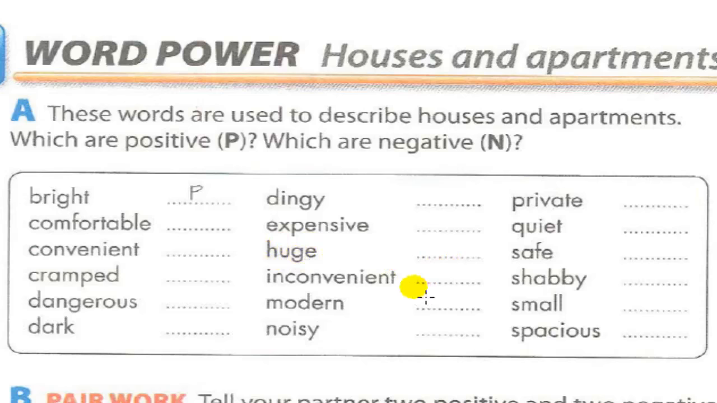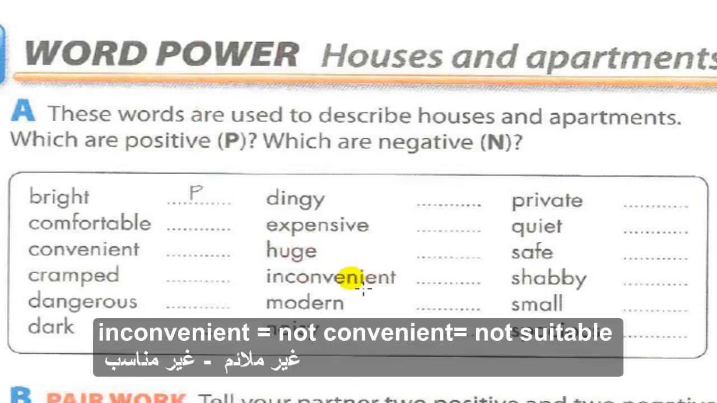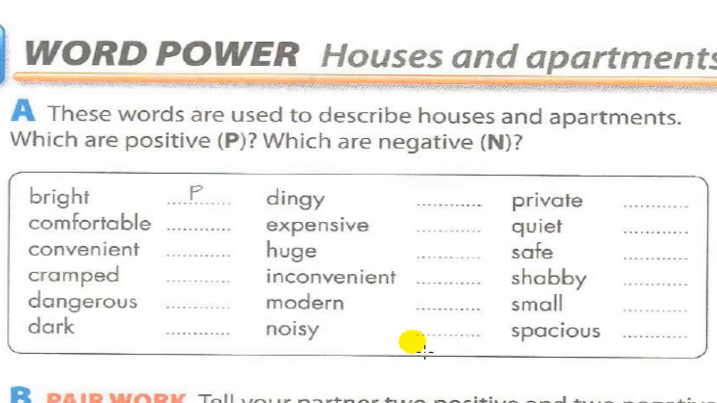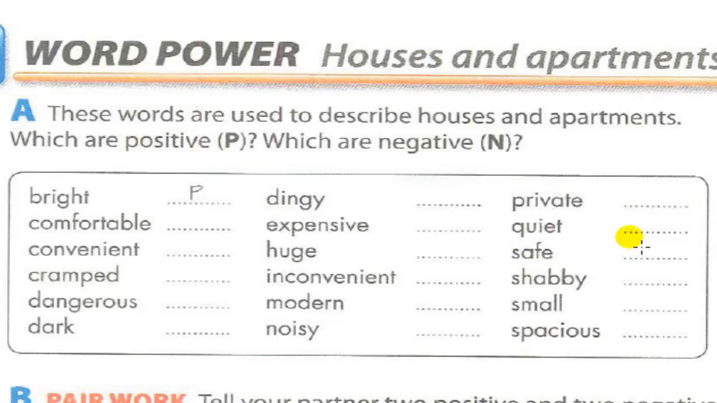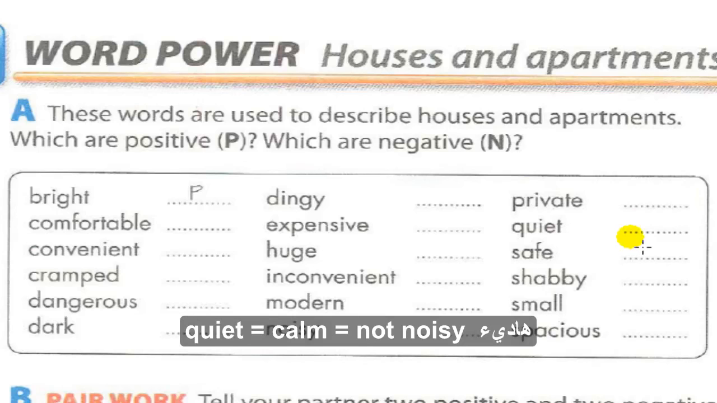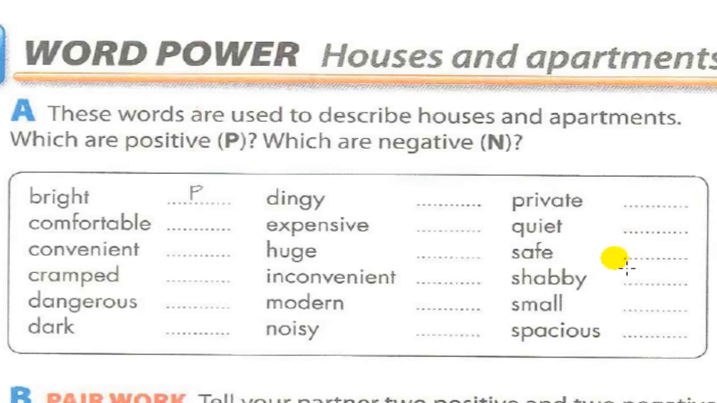Inconvenient, not convenient. This is negative. Modern, new. Modern means new. My flat is modern. My apartment is modern. This is positive. Noisy. My house is noisy. Negative. Private, positive. Quiet, not noisy. Quiet, positive. Safe, positive.